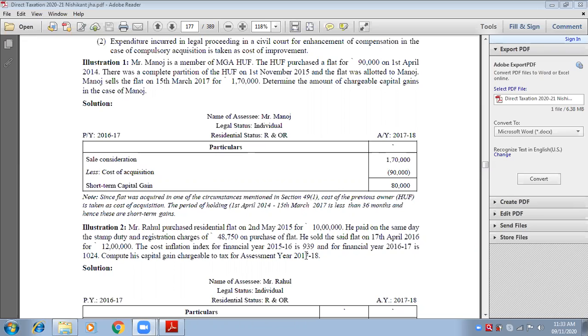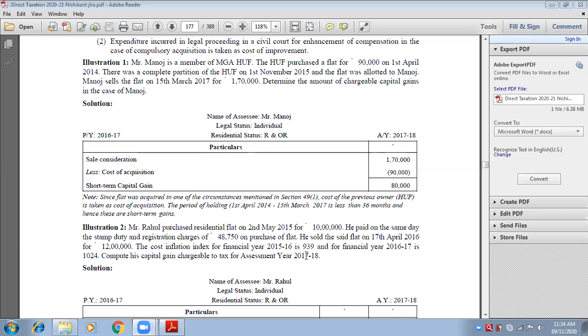Can you tell me for how much the house property was sold? 12 lakh. Very good. So that will become my full value of consideration in the outer column. Show the amount in the outer column. Write down full value of consideration, outer column, 12 lakhs.